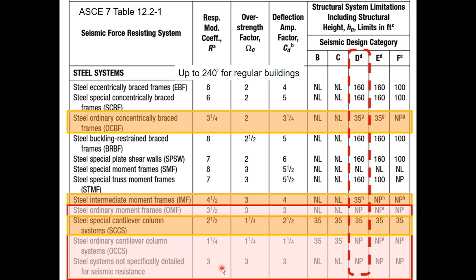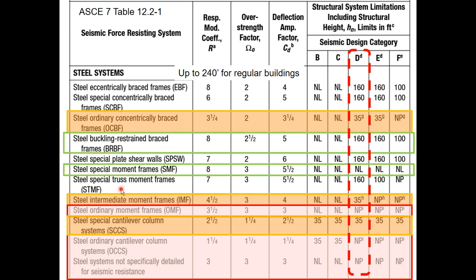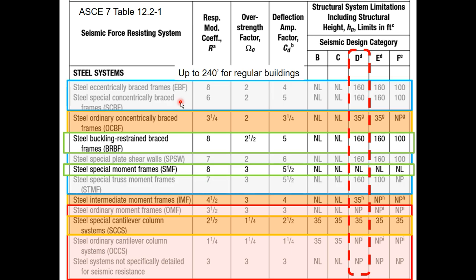Then there are a few more here that have a height limit of 35 feet. That's not realistic for what we're doing for a 4-story building. So we're going to eliminate those as well. So we're left with a choice of several different systems. We are choosing special moment frames and buckling restrained braced frames. We could have chosen other systems, but we'll choose those 2. So the other ones are permitted, but we're simply not using them. Special moment frames, no height limit. Buckling restrained braced frames, height limit of 160 feet. Both work for our structure.